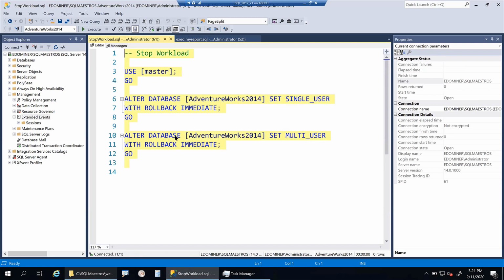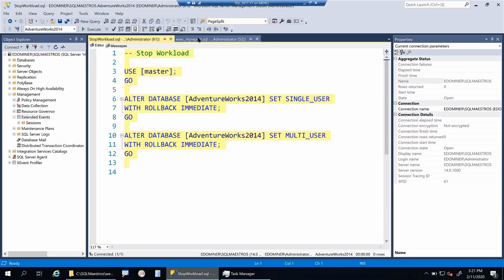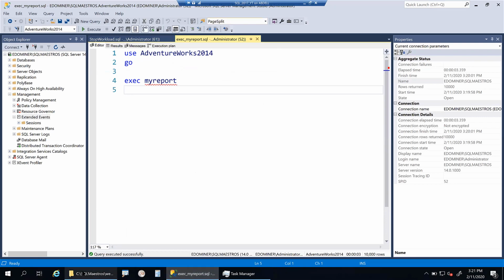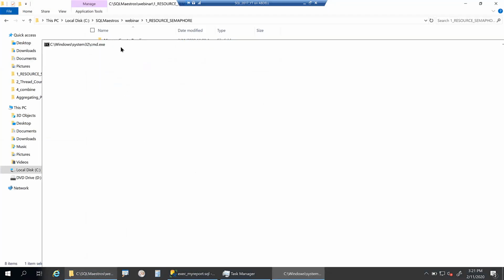Okay, so I have this. It's just going to take the database back to single user mode and then bring it back to multi-user mode, which means it's going to terminate all the transactions and sessions. This is only for the purpose of demo. And now let's keep this window on where I'm going to execute, and let's add some users.